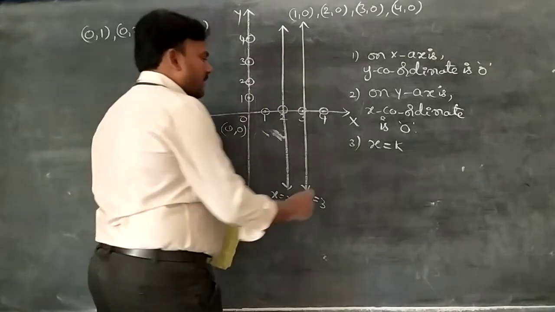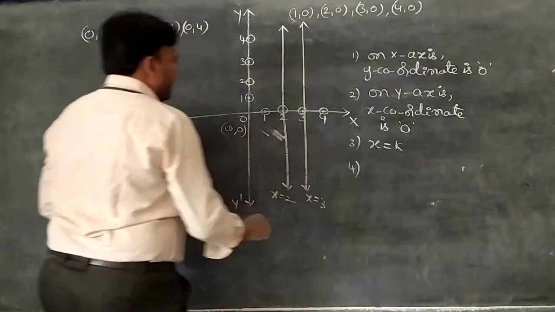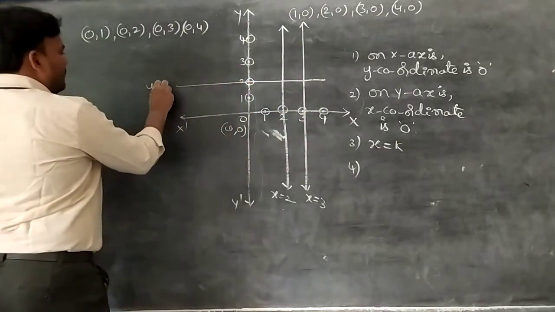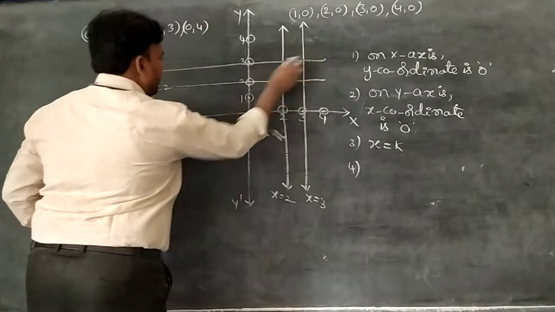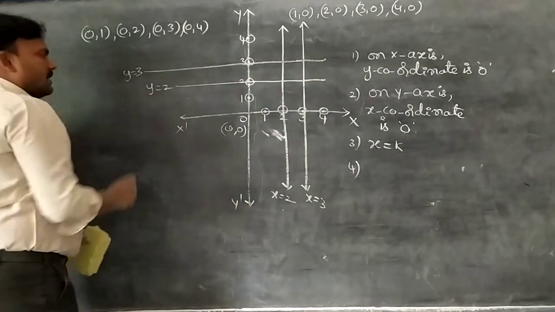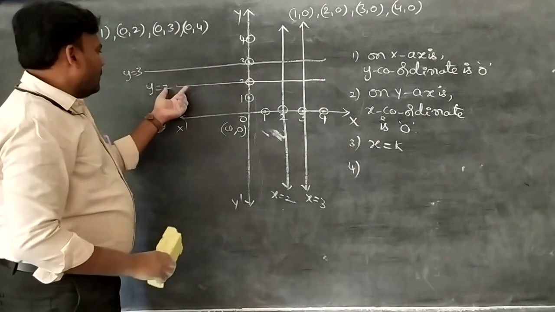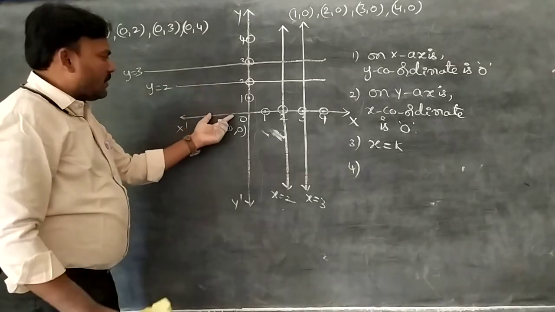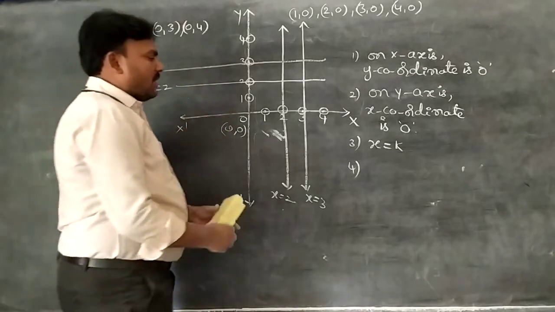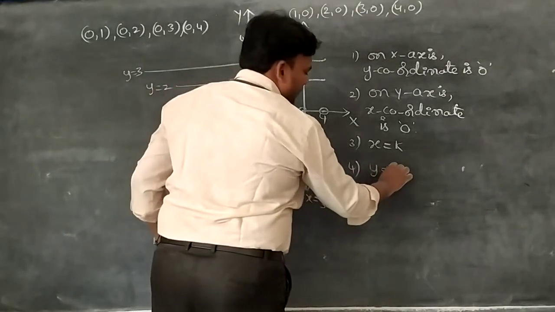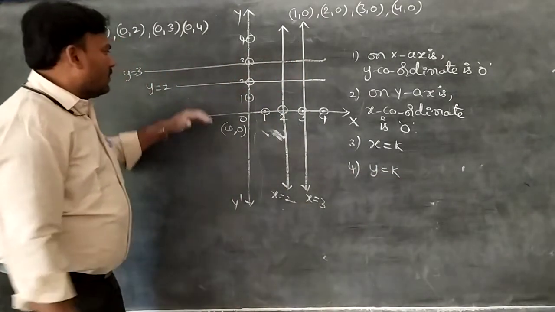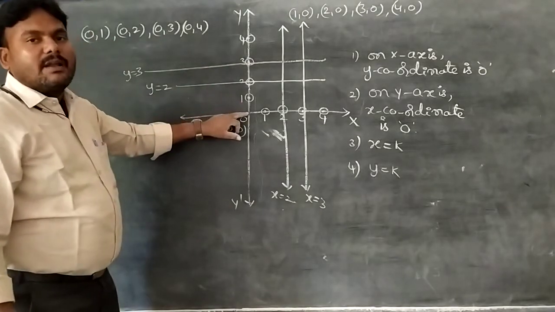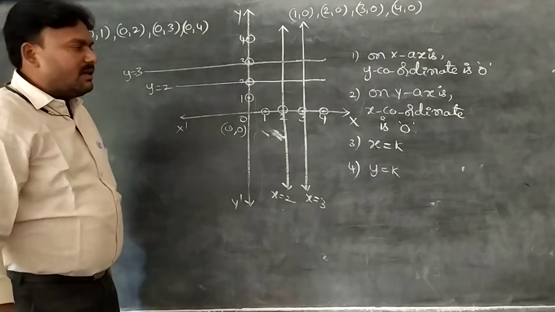And the fourth point, students, observe. Next, y equal to 2, draw one line. This is y equal to 2 and y equal to 3. Observe, students, here also it is the same. y equal to 2 is a line which is parallel to the x-axis. That means what do we conclude? y equal to k is a line which is parallel to the x-axis at a distance of k units from the origin.